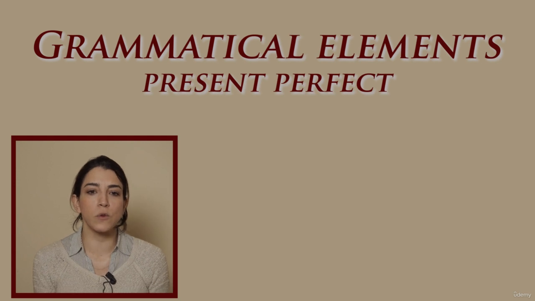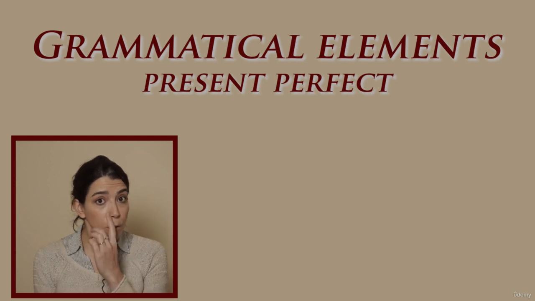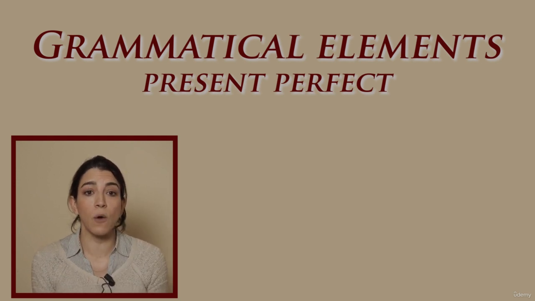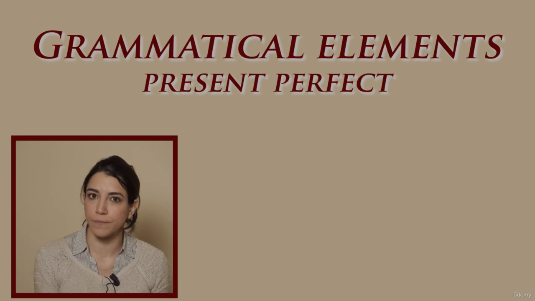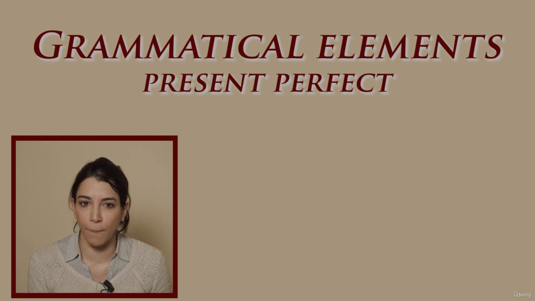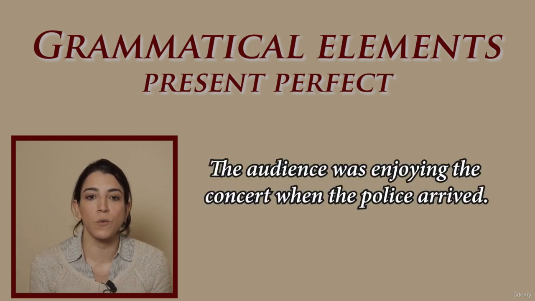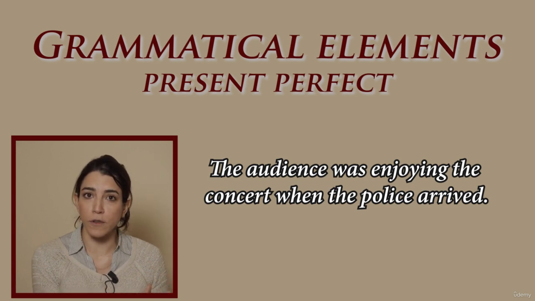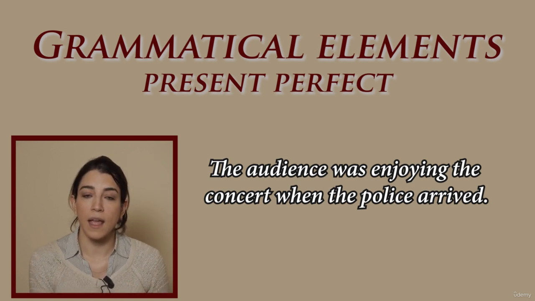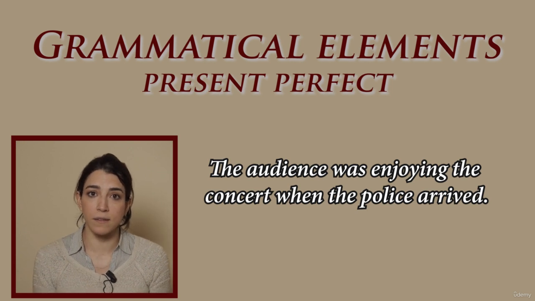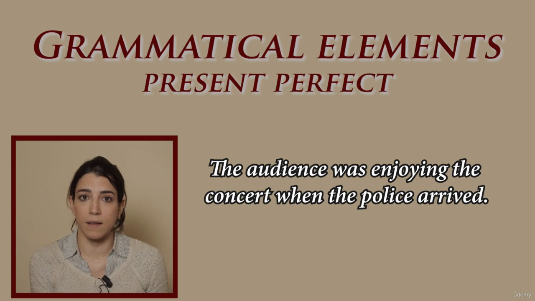The past continuous is also used to indicate an ongoing situation that was interrupted by a single past action. I'll give you an example. The audience was enjoying the concert when the police arrived. The concert was ongoing, and when the police arrived, it interrupted that ongoing action.